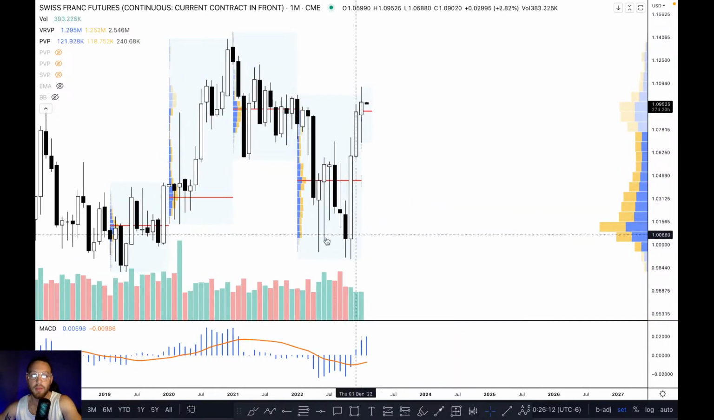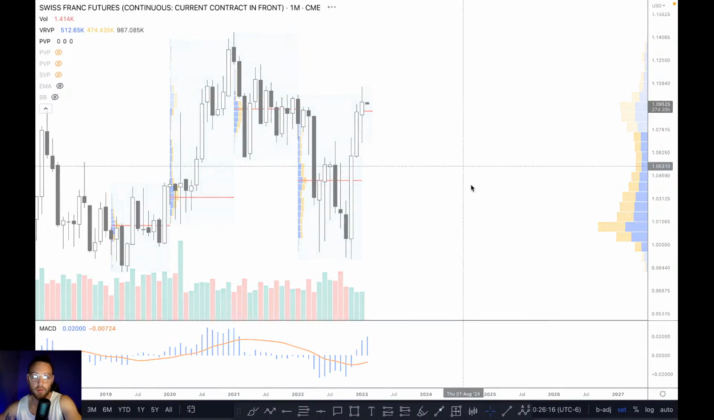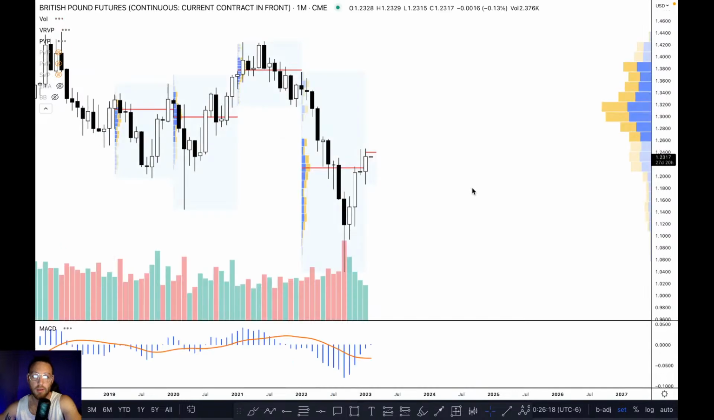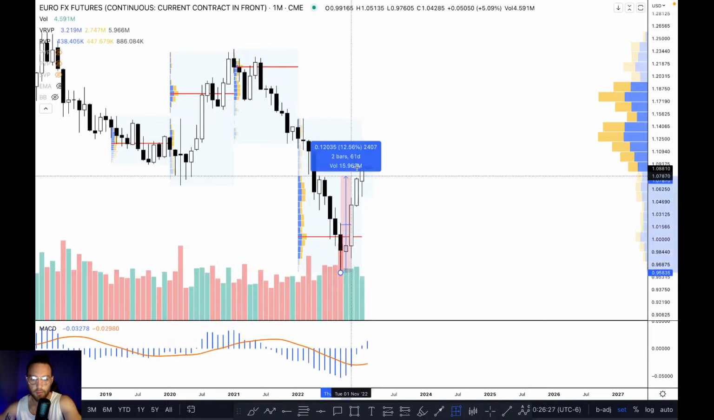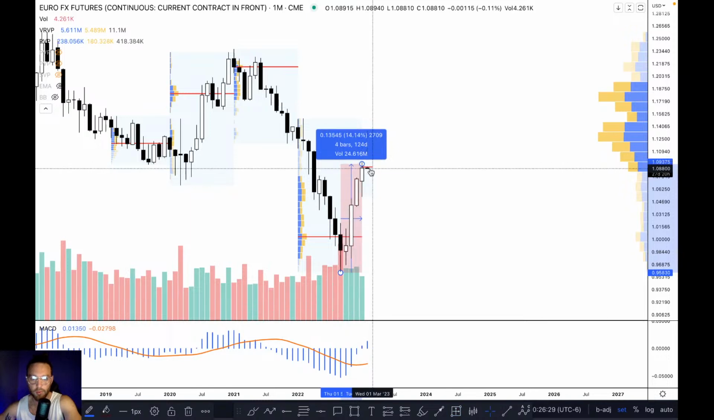The Swiss franc is starting to really move compared to all of the other currencies, I think. You can see how the move out of here is okay, and I want to actually measure the percentage of this from top to bottom. We got a 14% move.